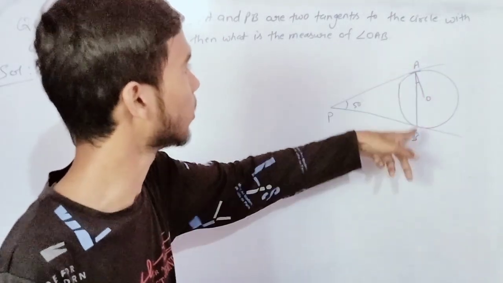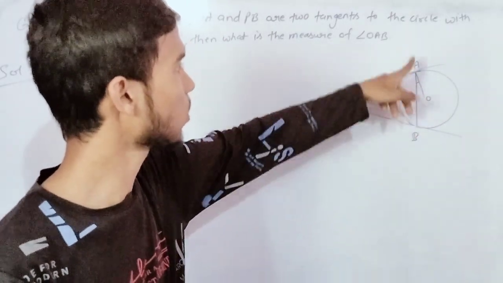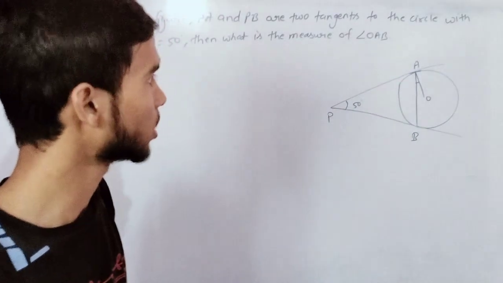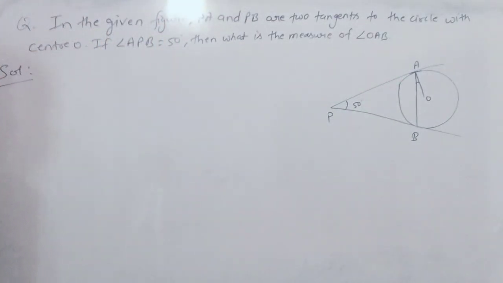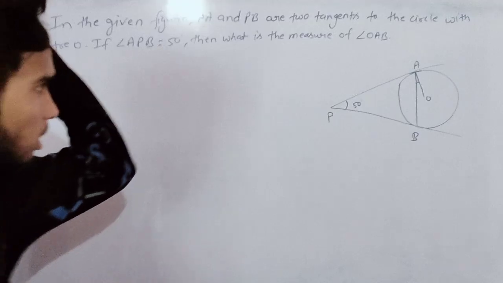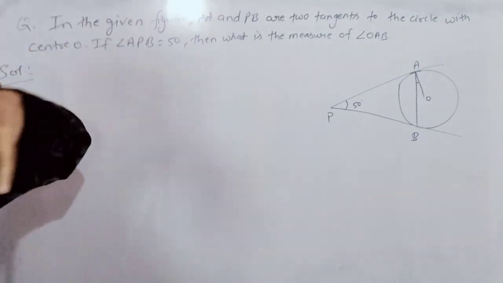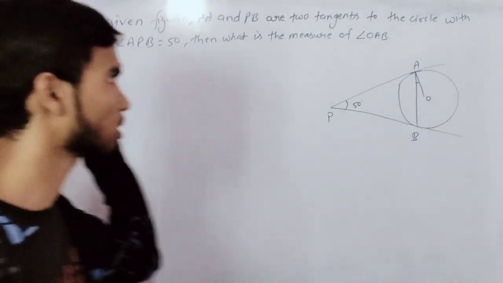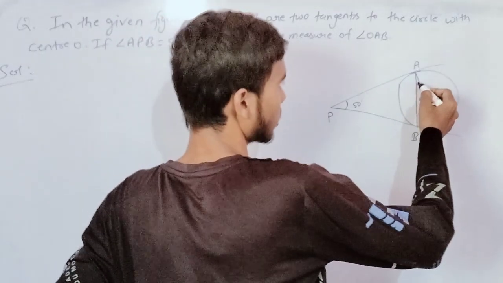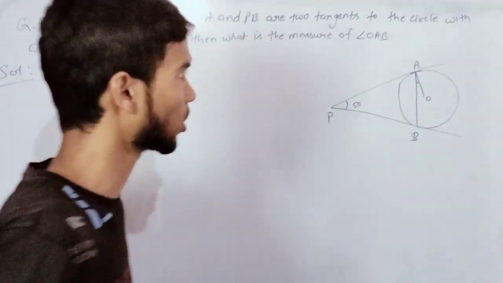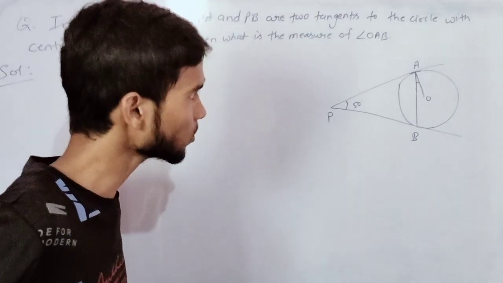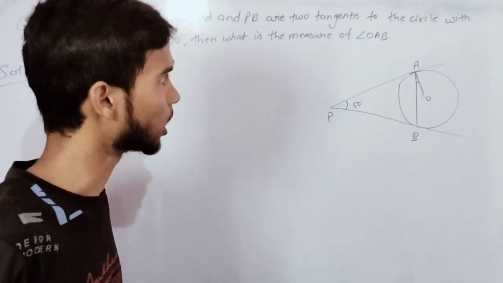OAB? This AB is not the diameter. AB is a chord. OA is a radius. AB is a chord. Okay. So the final question is to find this angle. So how to find?